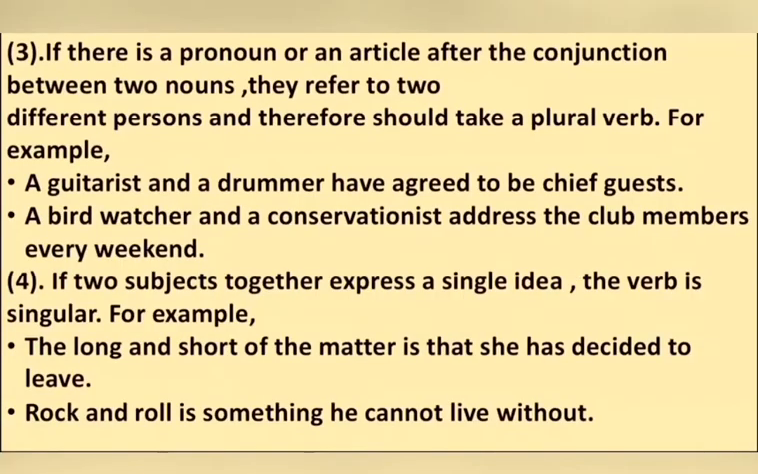Now, rule number 3. If there is a pronoun or an article after the conjunction between two nouns, they refer to two different persons and therefore should take a plural verb. For example, a guitarist and a drummer have agreed to be chief guests. This rule is just the opposite of the previous one. Here in the example, a guitarist and a drummer, there are two singular subjects joined with and, but there is an article just after the conjunction and hence both the nouns refer to two different individuals and it takes a plural verb.